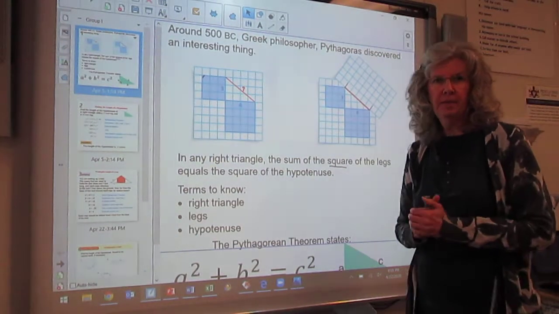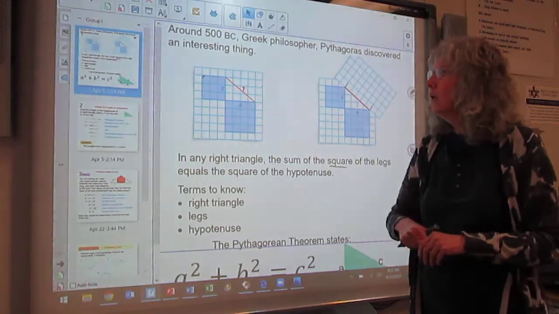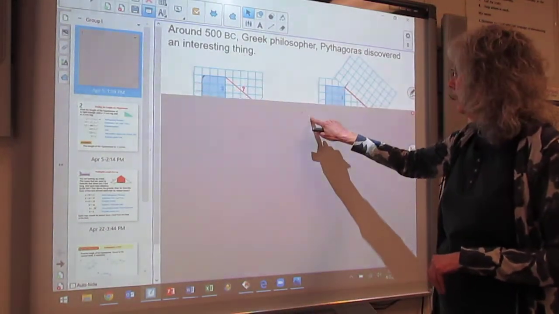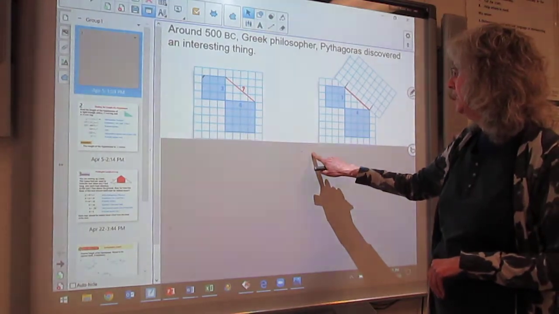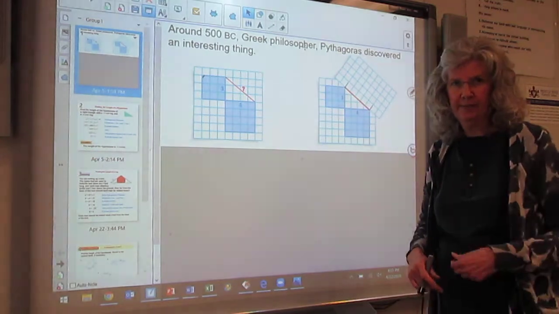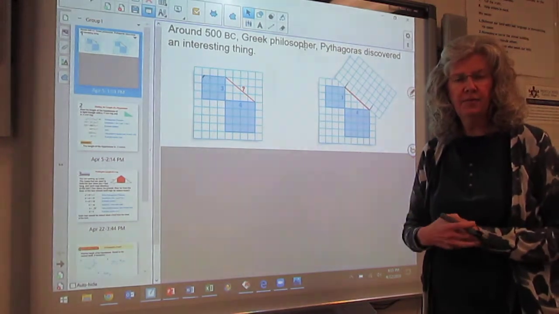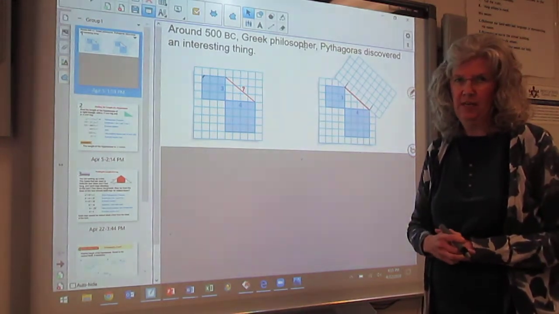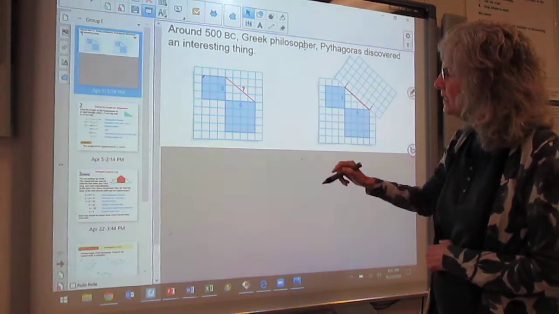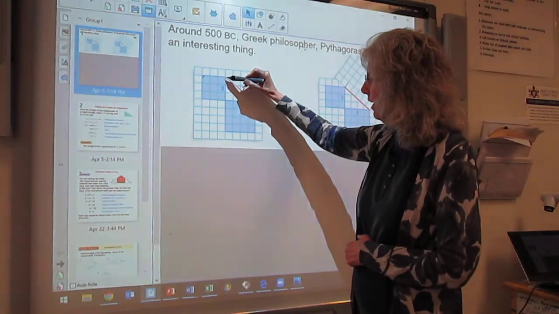Today we're going to talk about the Pythagorean Theorem. Somewhere around 500 BC, there was a philosopher named Pythagoras. And he discovered something very interesting about right triangles. Now in geometry we love right triangles. And what he discovered, here we have a right triangle.